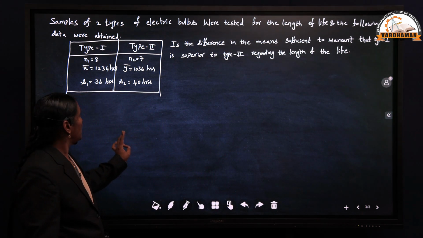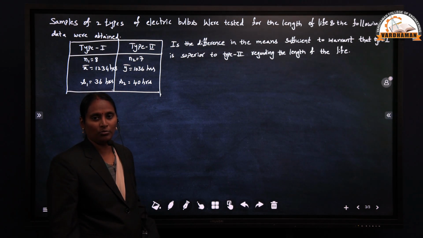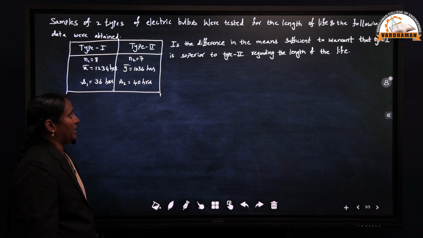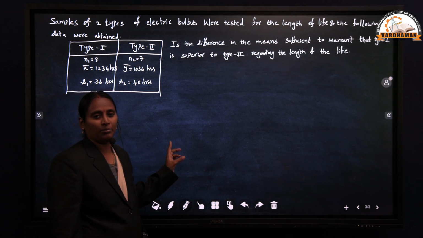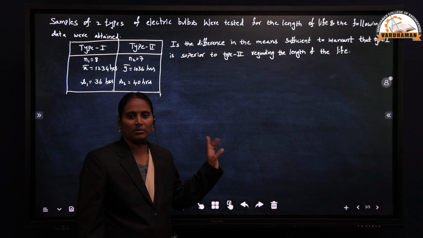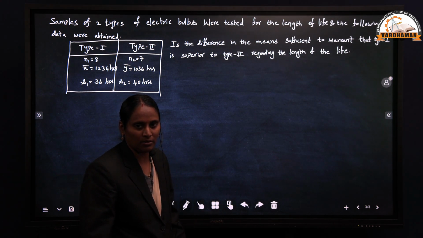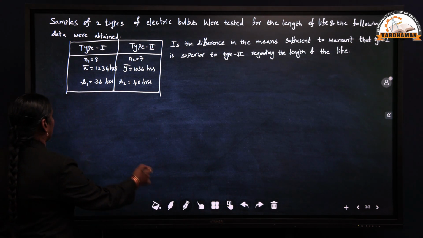If two samples are there, obviously we have two means and two standard deviations. So we conclude that, based on the given data, the problem is on the t-test for two means, and it is a small sample test. Now let us see the first step.